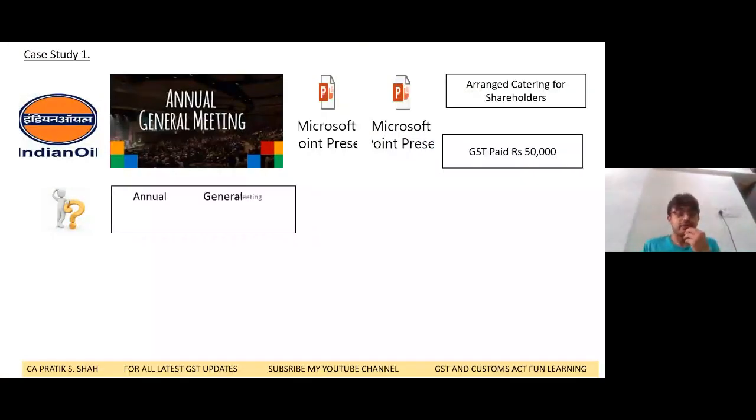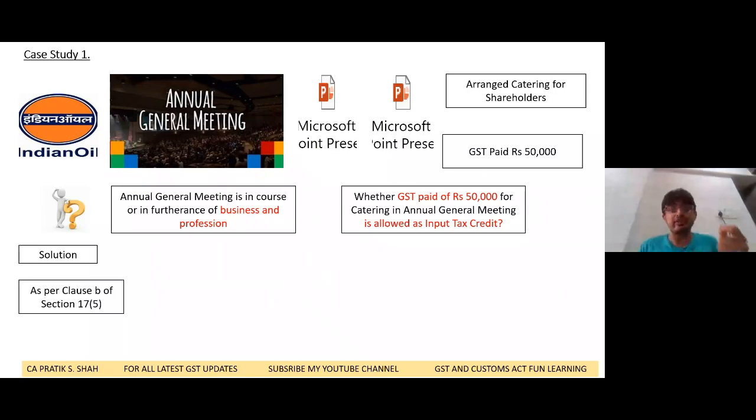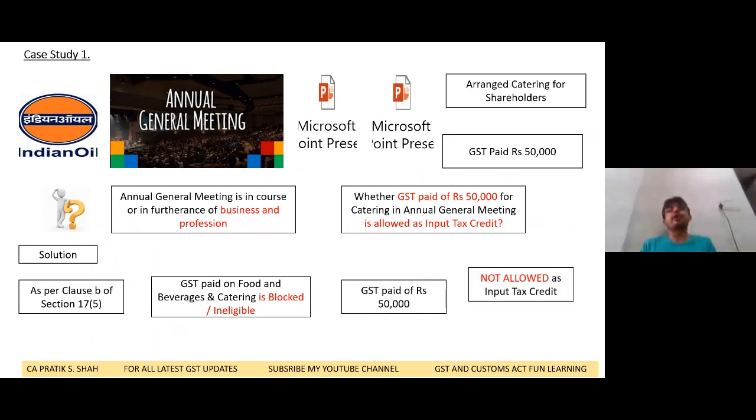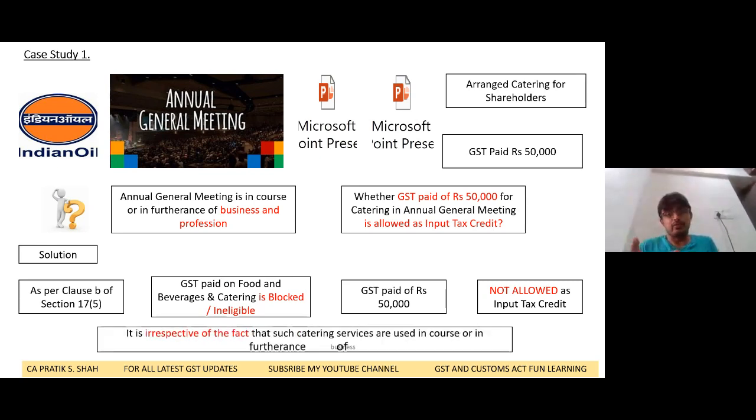Now, the query comes. The AGM is organized in the course of business or furtherance of business. Whether GST paid of 50,000 is allowed as ITC or not, it should be allowed. Catering should be allowed, but what is given in Section 17(5)? Whatever GST you pay on food and beverages or catering, ITC is not allowed. Whether it is for your office purpose or personal purpose, input tax credit is not allowed. Such a wrong thing. Now it should be allowed, but ITC is not allowed.